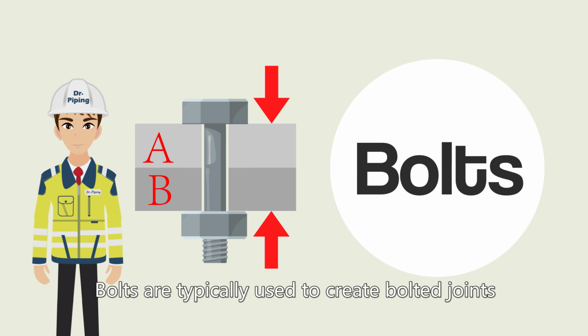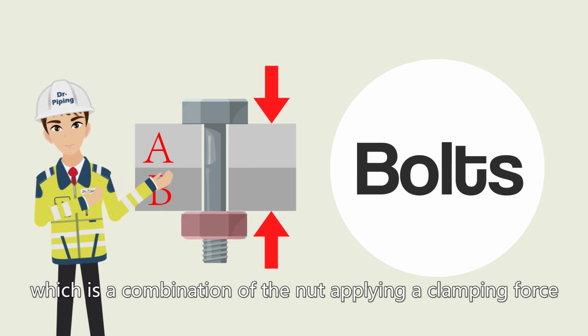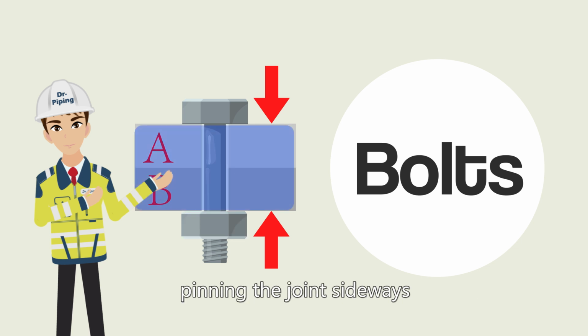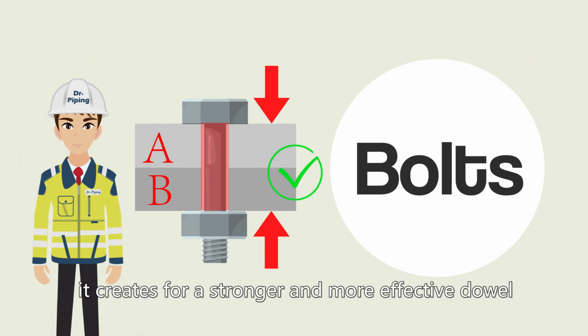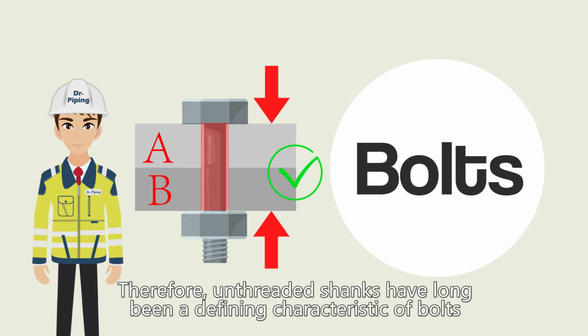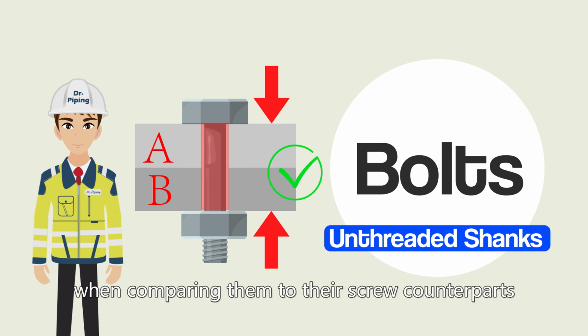Bolts are typically used to create bolted joints, which is a combination of the nut applying a clamping force, pinning the joint sideways. This is why many bolts have an unthreaded shank. It creates a stronger and more effective dowel. Therefore, unthreaded shanks have long been a defining characteristic of bolts when comparing them to their screw counterparts.